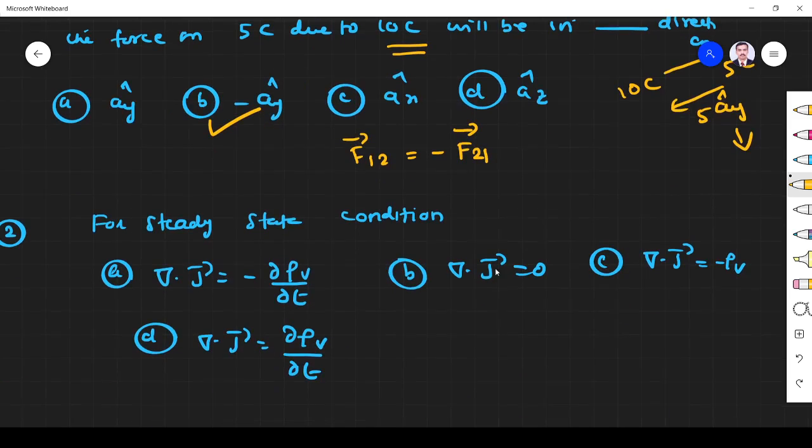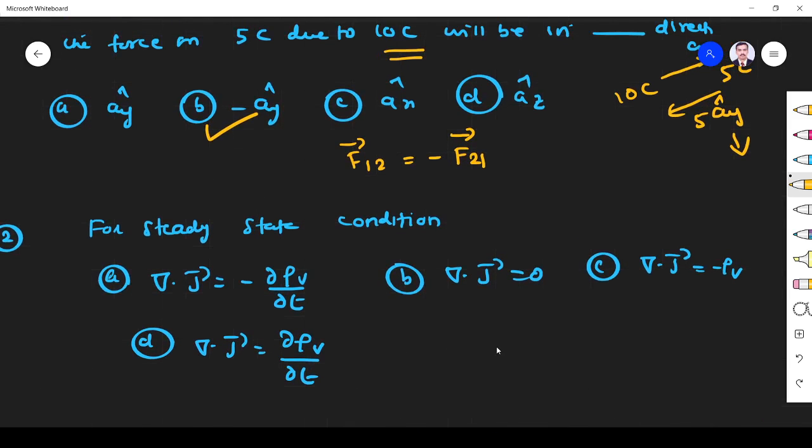Okay, next. For steady state condition, what is this? They have given the continuity equation. So del dot J is nothing but the continuity equation. For steady state condition, first we need to know what the continuity equation is: del dot J is equal to minus dou rho v by dou t. And they are telling us it is steady state.